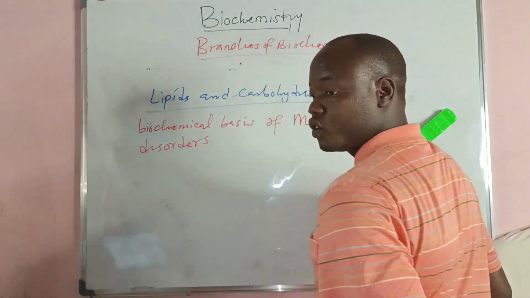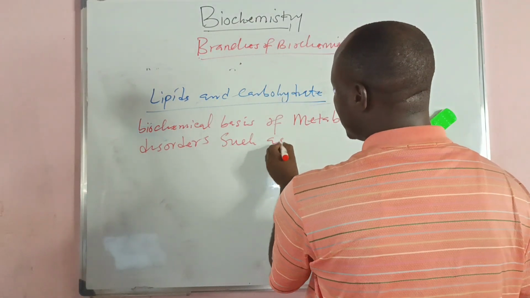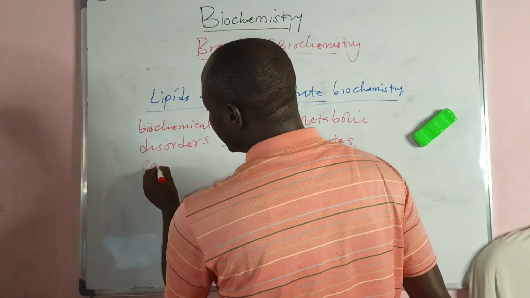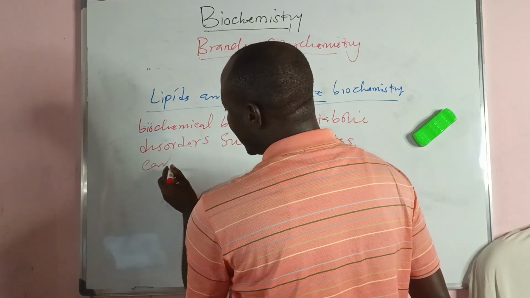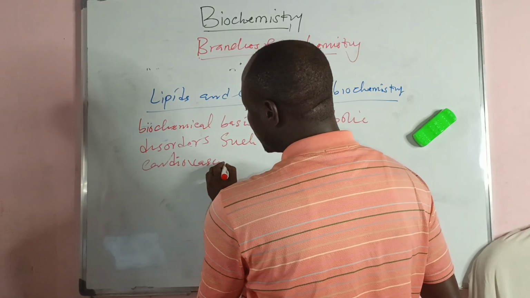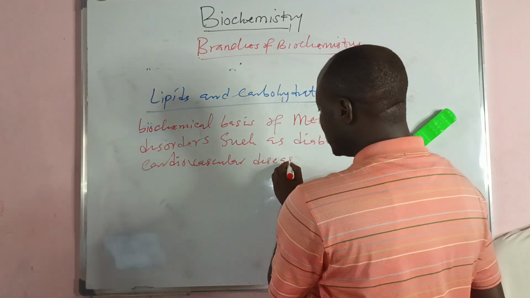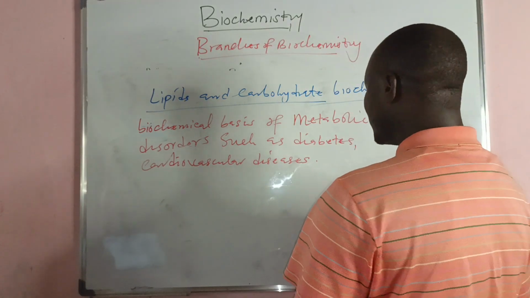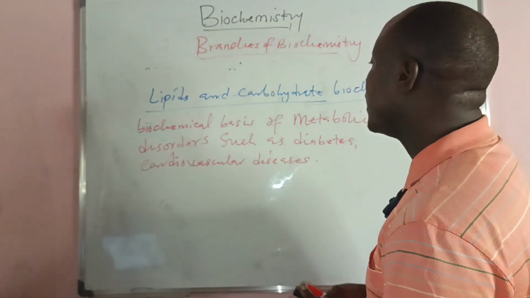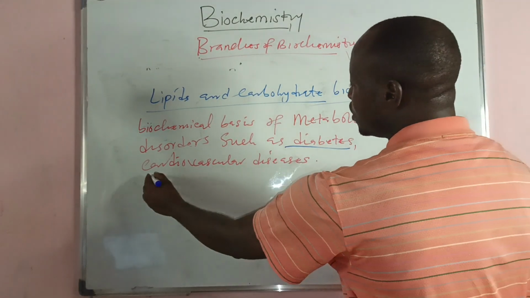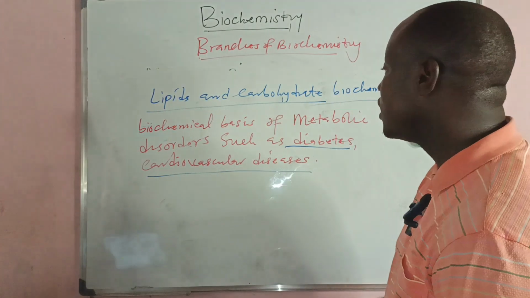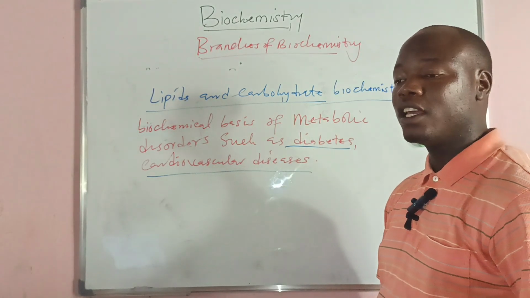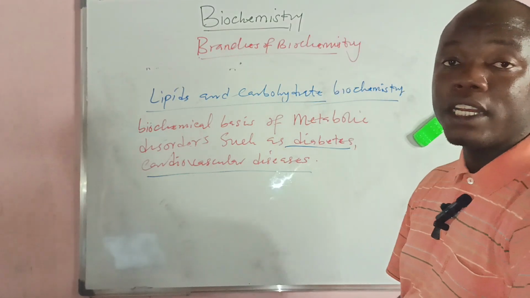Disorders such as diabetes, cardiovascular diseases, and of course obesity are all examples of metabolic disorders. So when you are trying to study the biochemical basis of metabolic disorders such as diabetes and cardiovascular disease, that is what you call lipid and carbohydrate biochemistry.